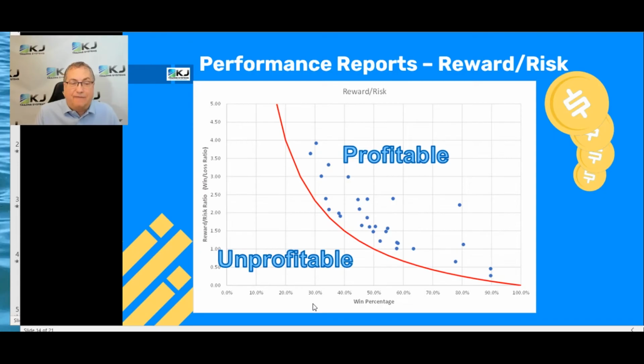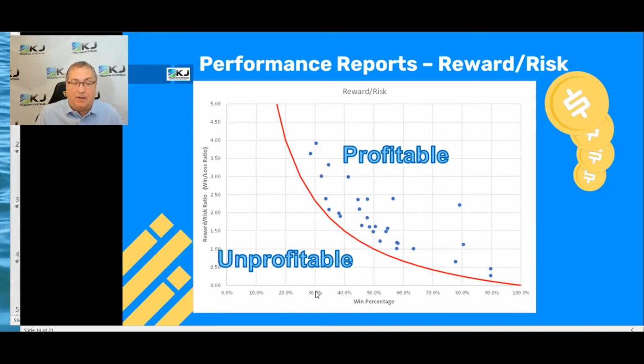That's your dividing line between profitable and unprofitable systems. So if you have, for example, a 30% winning percentage and a reward to risk of averaging 1.5, you're in right where the point of the cursor is. You're in the non-profitable range. So you're not going to make money with this system. If you notice, all 30 of my strategies are on the right side of the curve.